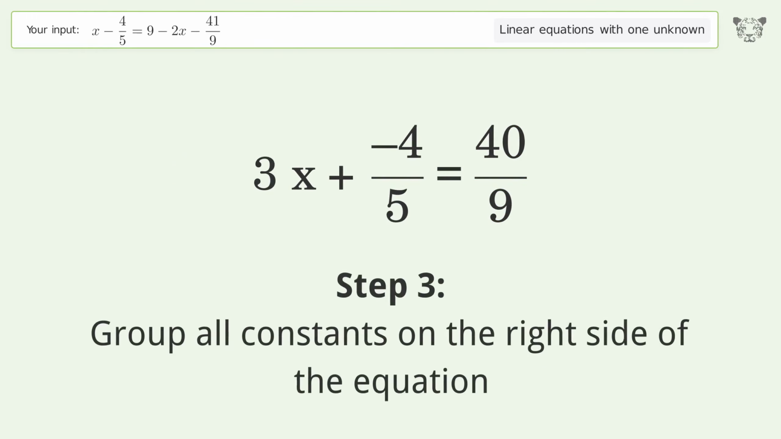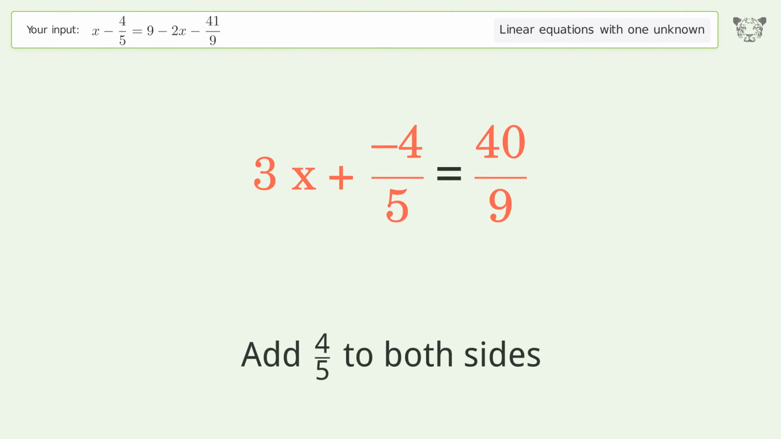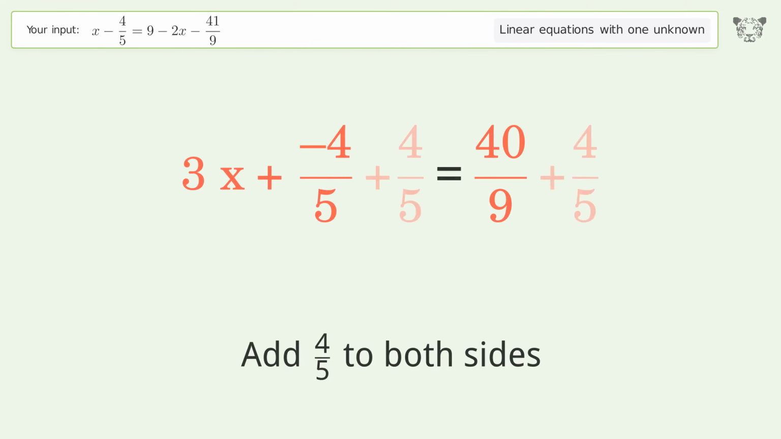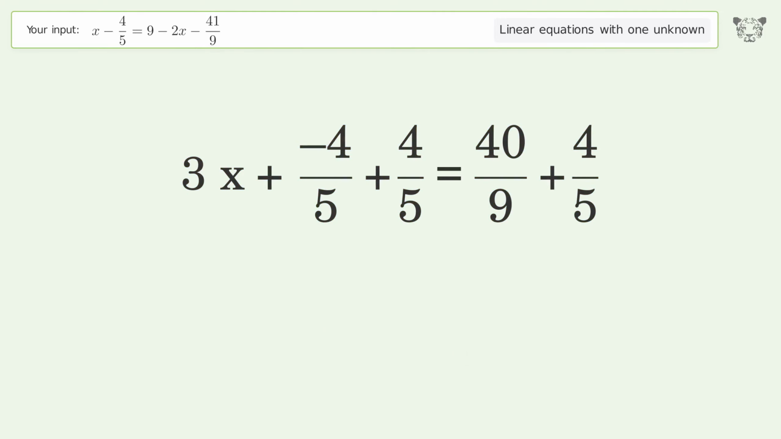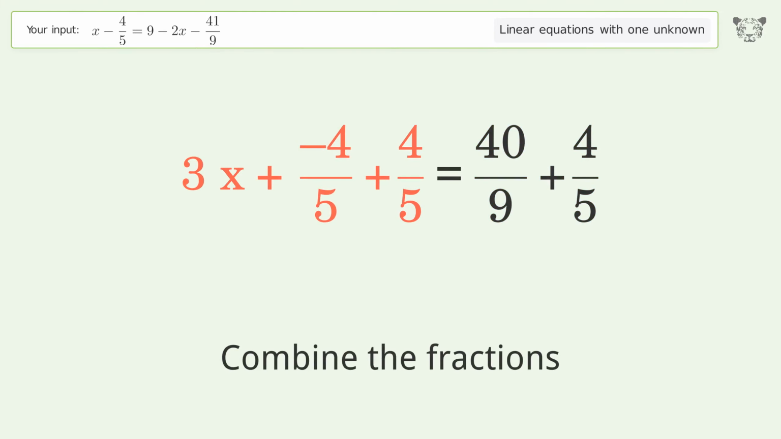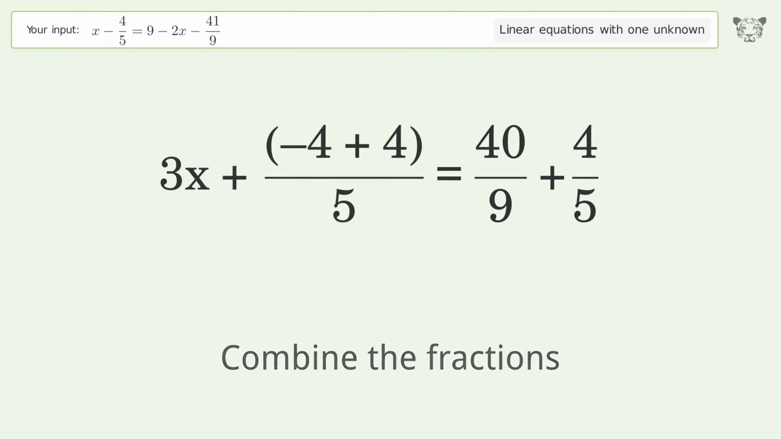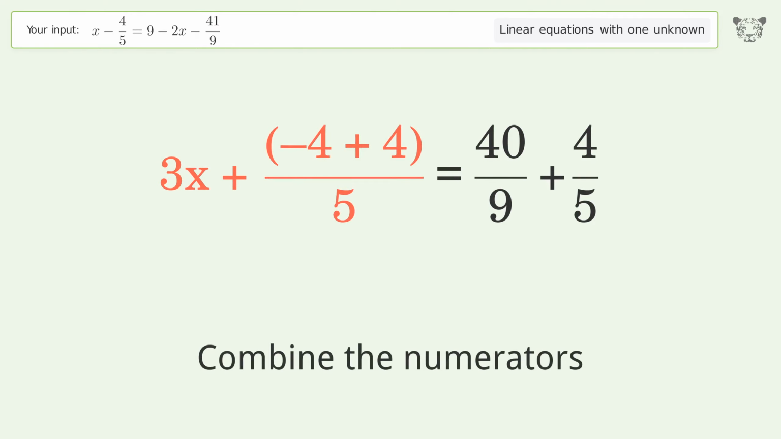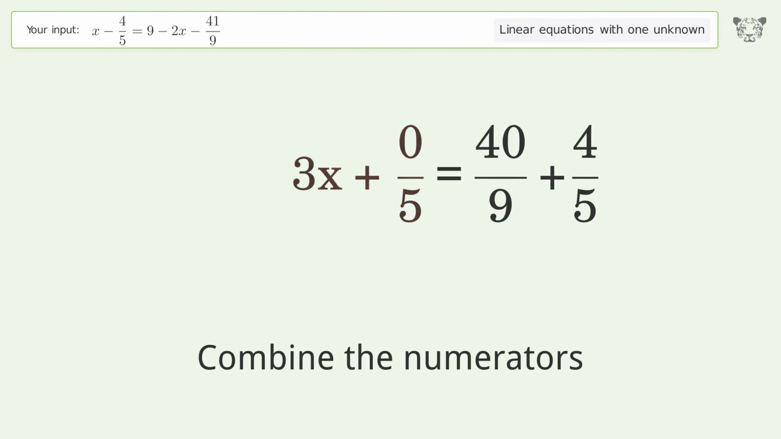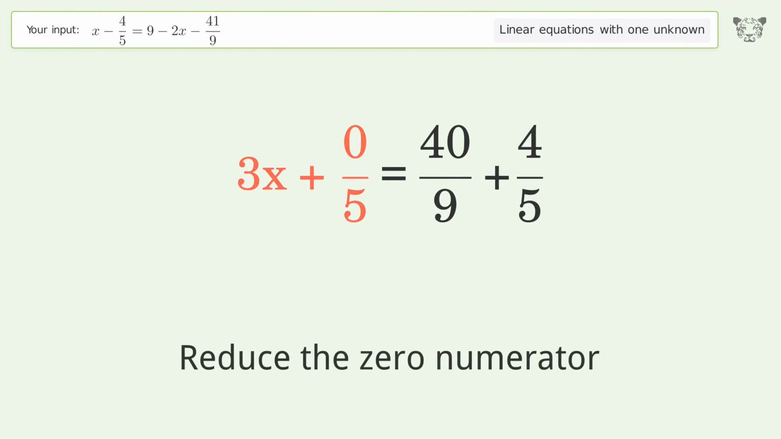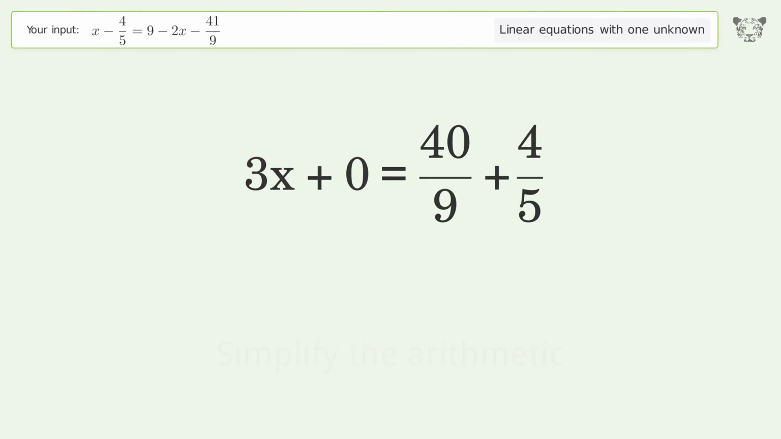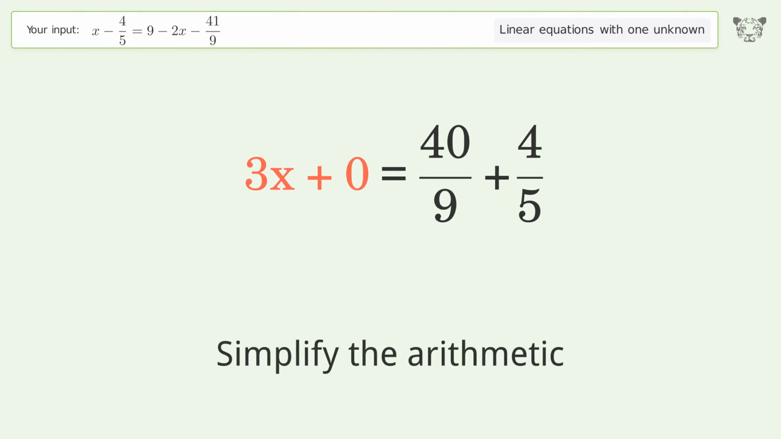Group all constants on the right side of the equation. Add 4 over 5 to both sides. Combine the fractions. Combine the numerators. Reduce the zero numerator. Simplify the arithmetic.